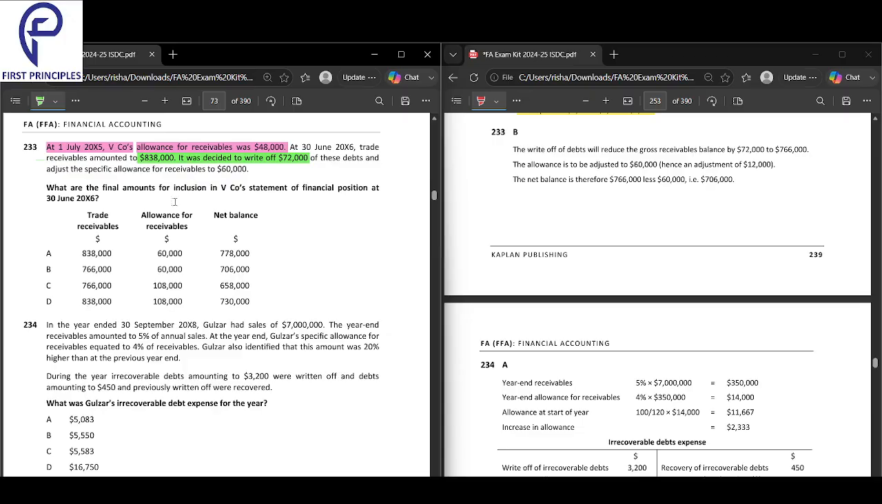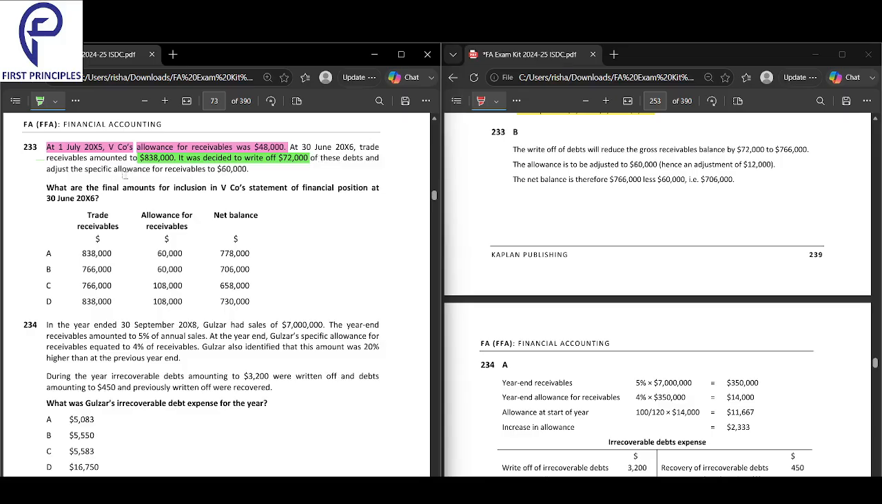Now reading it further. Of these, we've got trade receivables. How to calculate trade receivables? We take the receivables and net off whatever is written off. You're writing off receivables because you're no longer going to receive them, and receivables should always be shown at a realizable amount, not at the actual amount. So from 838, you've subtracted the 72, you've got your 766.